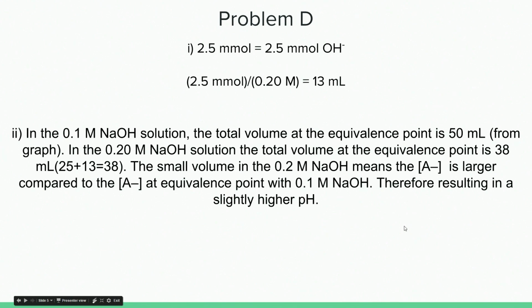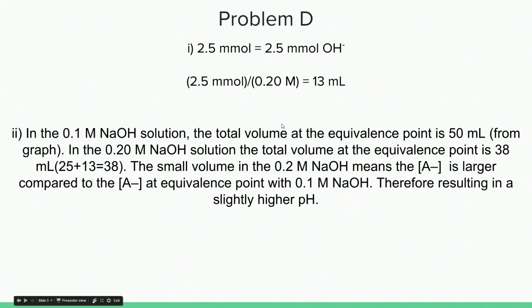And in the 0.2 molarity NaOH solution, the total volume at the equivalence point is 38 milliliters. And I got this number by adding the volume value that was given to us in the problem, which was 25 milliliters, to the volume we calculated in the first problem.